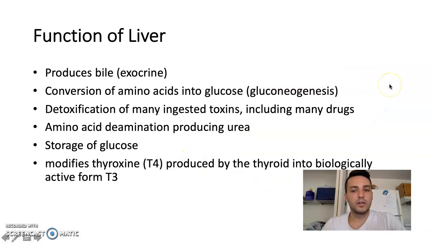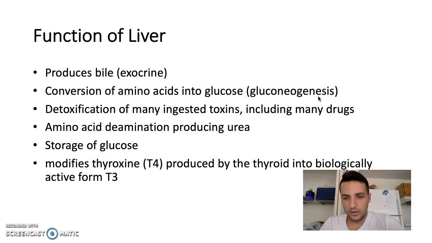So functions of the liver, this is not all of them. This is just a handful that I thought would be important. They produce bile as an exocrine function to help with the absorption of fats and to assist with digestion. The conversion of amino acids into glucose. This gluconeogenesis is creating new glucose. Gluco means glucose, neo, new, genesis means to create. So they can use amino acids to create glucose if needed.